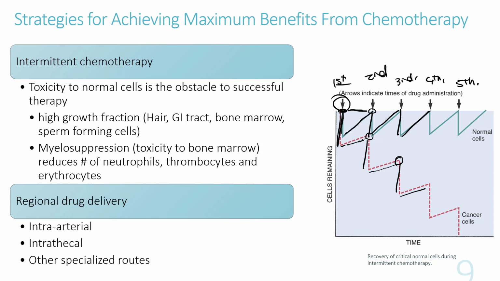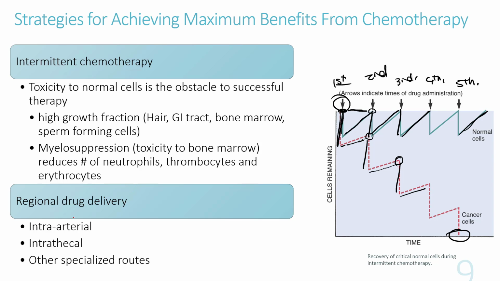And then you see the hope is that over time, with this intermittent strategy, the cancer cells drop to virtually nothing, right? While the normal cells are able to recover at least some, if not all, of their normal function. All right, so that's one strategy, intermittent chemotherapy.